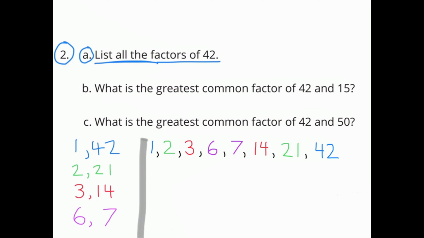In blue, you see the 1 and 42 because 1 times 42 equals 42. In green, I have 2 times 21 equals 42. In red, I have 3 times 14 equals 42. And finally, in purple, I have 6 times 7 that equals 42. Those are all the factors of 42.